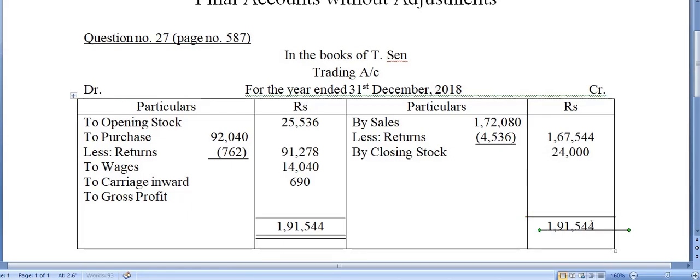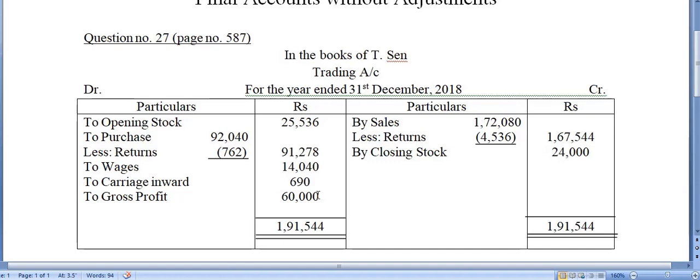Let us draw out here again. Roughly I've drawn. Now you can see the total of the credit side is 191,544, but the total of the debit side will obviously be less than 191,544. So what you will do, you will first find the total of the items which are present in the debit side of the trading account. 25,536 plus 91,278 plus 14,040 plus 690. So the total is only 131,544. If you subtract from this total amount, how much will you get? You will get the amount of 60,000. So since the balance is appearing towards the debit side, we will write it as to gross profit.